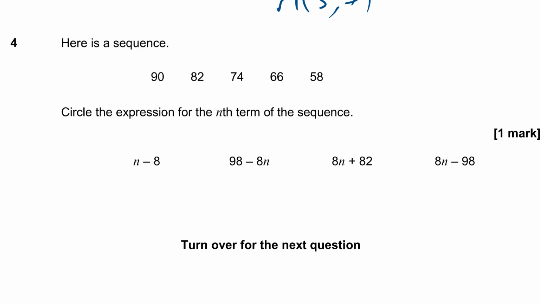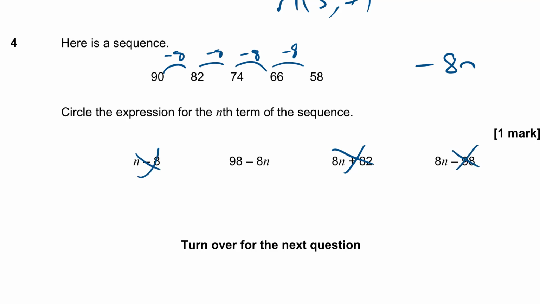Question 4. Here is a sequence: 90, 82, 74, 66, 58. It seems to be going down in equal jumps, doesn't it? It seems to be linear. The distance between each pair of terms is -8. Okay, so it's a linear sequence and it's going down in 8s. That means it's going to have something to do with minus 8n. So it is not that one and that one and that one. Must be that one there. Now, if they did have some with minus 8n, I'd need to go on and evaluate this one here. But I don't really need to.